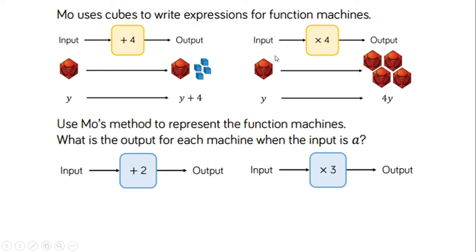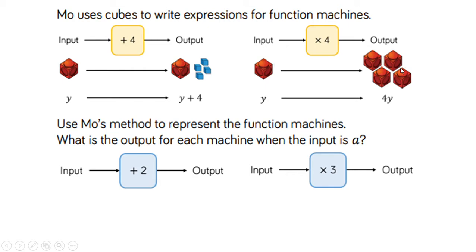Okay, in the second example, here we have the input again, which is represented by a cube, or on the bottom line by the algebraic symbol y. The function of this machine is multiply by 4. So here we can see our cube input has been multiplied by 4.